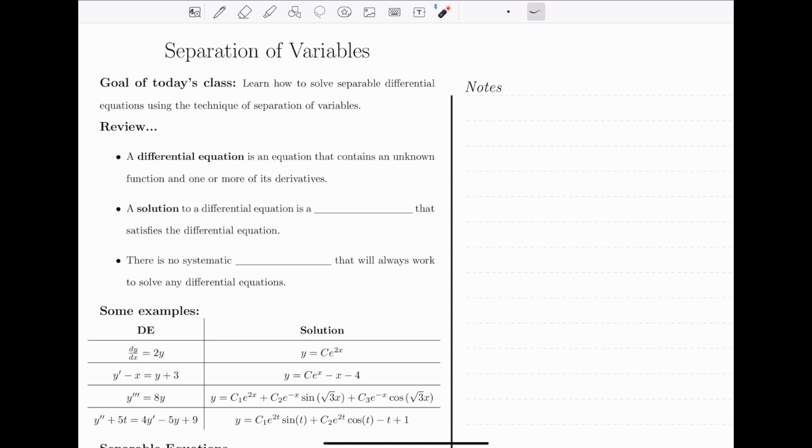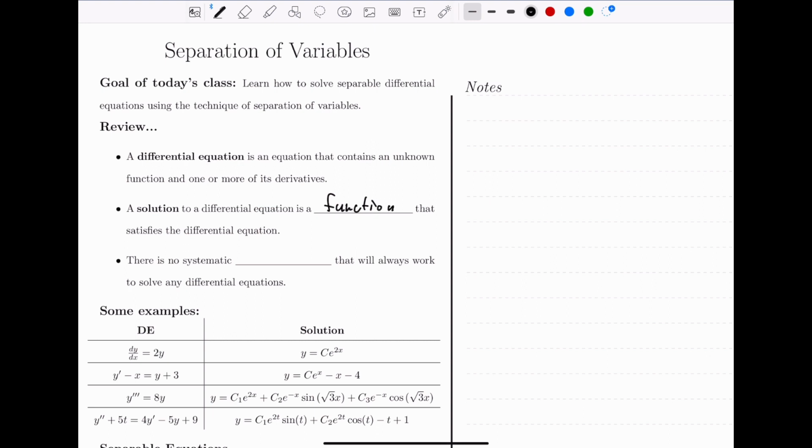of review to make sure that we're really comfortable with all the concepts that we've learned about differential equations so far. So we've seen that a differential equation is an equation that contains some unknown function, and usually we call the function y, and one or more of the function's derivatives. And we've talked about the order, that's the highest order derivative that appears in the equation. A solution to a differential equation is a function that satisfies the differential equation.